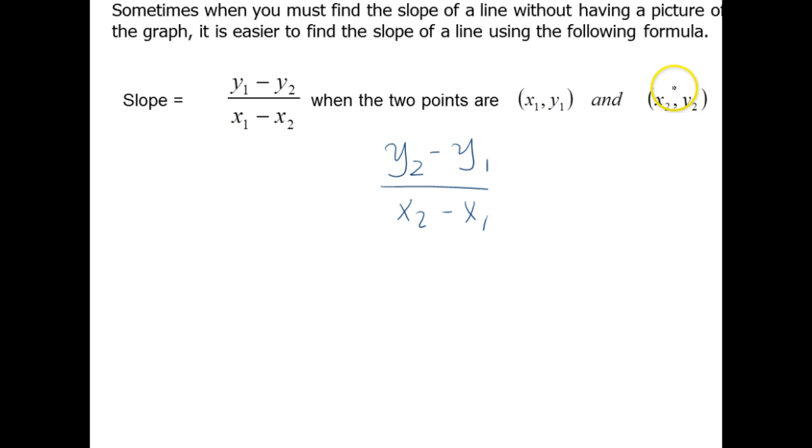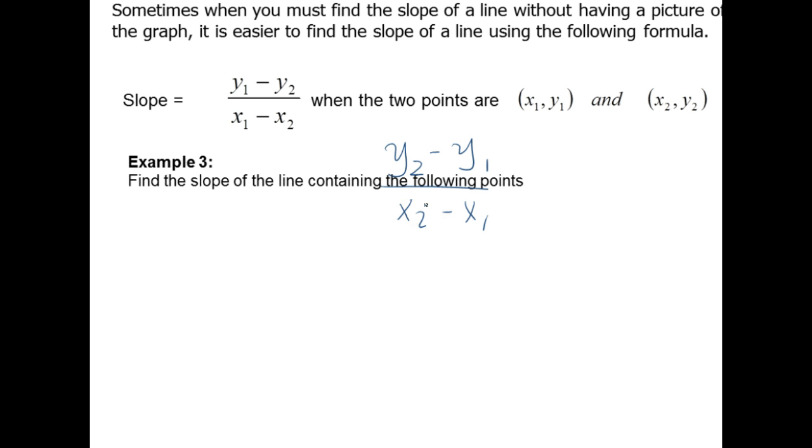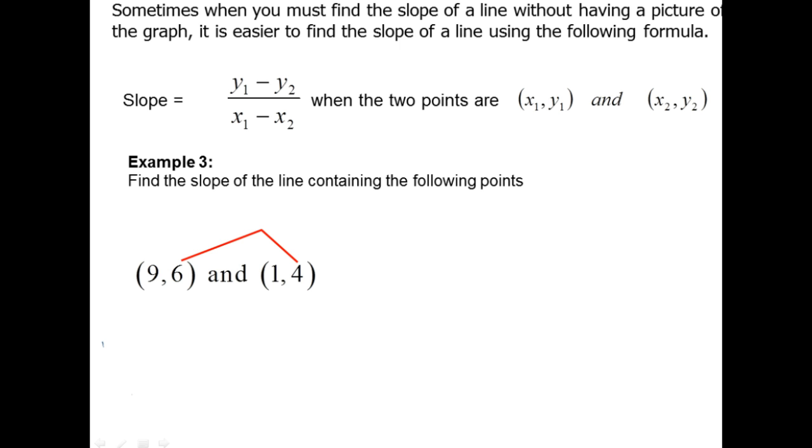If I decide to start with point 2, subtract point 2 from point 1, then I have to keep it the same way when I do it for the x. Let me go ahead and erase this. So here we have 2 points. Again, it's best to start with the point that has the bigger values for x and y, so that we don't end up with negatives, but we will do it both ways.